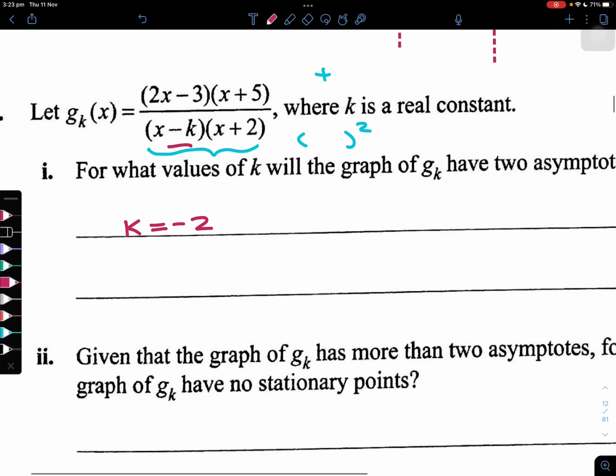Okay? Now, what else? We could also have this bracket being the same thing as this 5, and they could cancel, leaving you with just this asymptote and the +2. So what would k need to be for those two brackets to be the same? It would need to be -5, right?